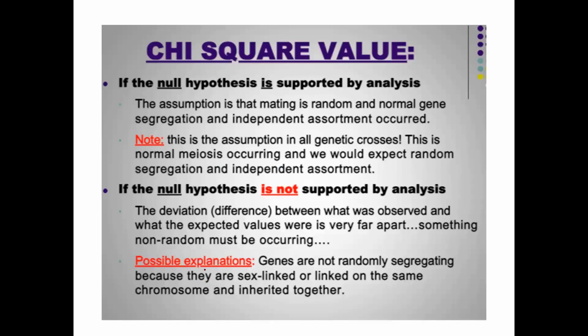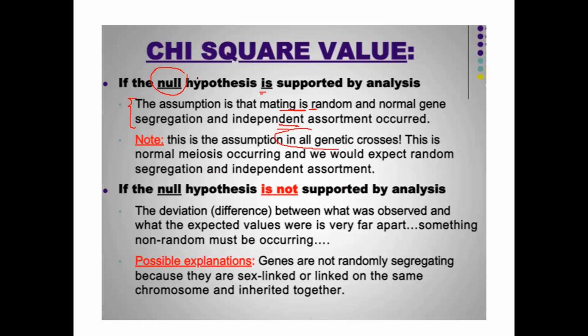All right then. So again, for clarification, if your null hypothesis is supported by the analysis, okay, you conducted the experiment and the null hypothesis is being supported, right? The assumption that mating is random, because this is what we assume, this is bound to happen, right? Mating is random, okay? Normal gene segregation, crossing over, independent assortment is bound to occur. Okay, we are assuming this should happen, this happens in meiosis, right? So this is the assumption in all the genetic crosses. We know okay, this happens, right? This is normal meiosis occurring and we would expect random segregation, random assortment, right?